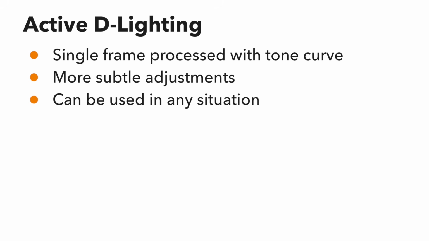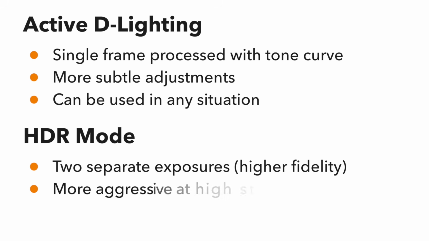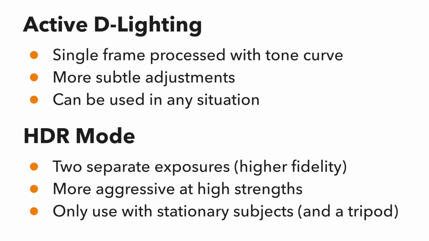work for any subject. HDR is multiple frames, it's a much more aggressive adjustment, and it only works with static subjects because it is taking multiple frames. Active D-lighting is something that you can just leave on all the time. You can leave it running at like a low setting, and that's always going to apply those subtle adjustments. Or you can leave it in auto and let the camera handle it.